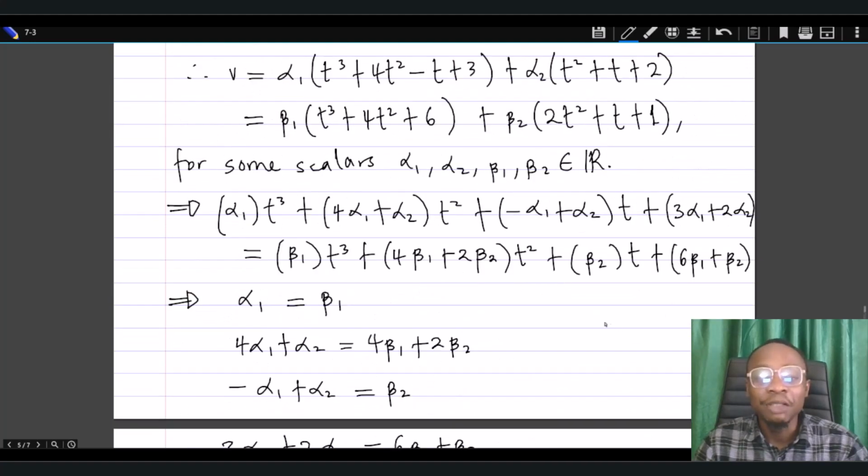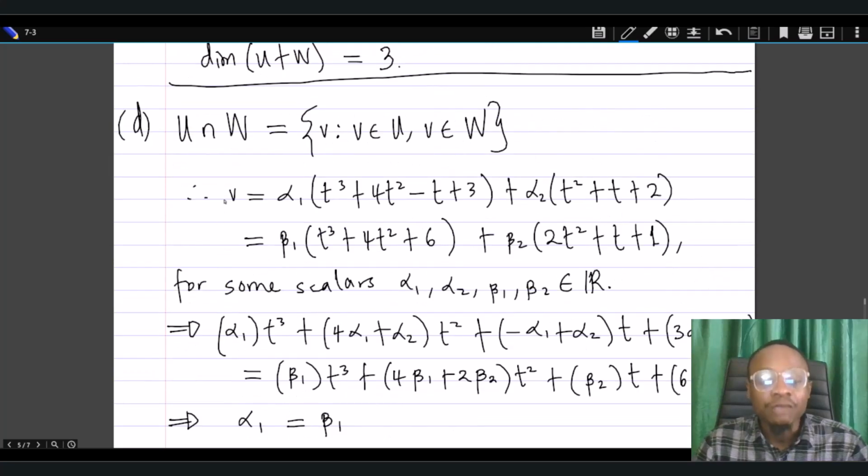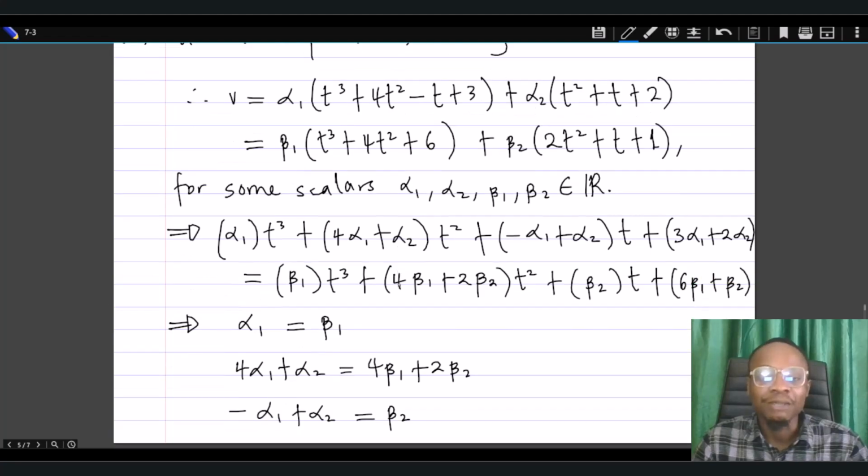Then, what is the meaning of this? We have just said V, which is an arbitrary element in U intersection W, is given by alpha 1 multiplying this plus alpha 2 multiplying this. So we can then substitute that back here. We know if we substitute alpha 1, alpha 2 here, it will give us the same thing as when we substitute beta 1, beta 2 here. That is the whole point of this solution that we have just obtained now.